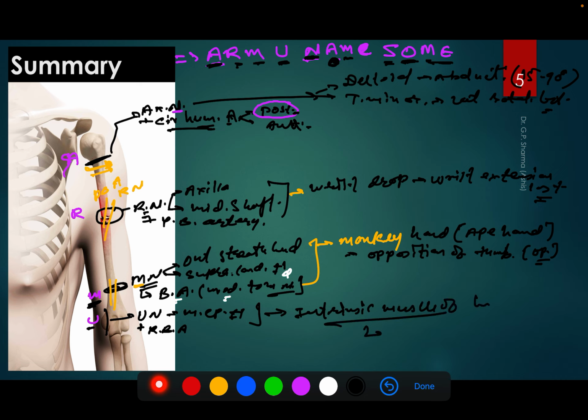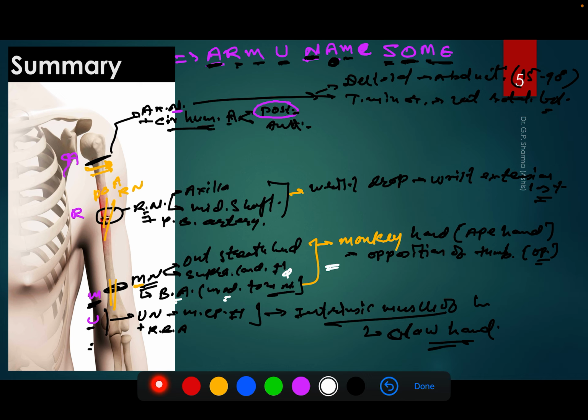If they are paralyzed, then the patient produces what? Ulnar claw hand. It produces the ulnar claw hand. Ulnar claw hand means the presentation in case of ulnar nerve injury.